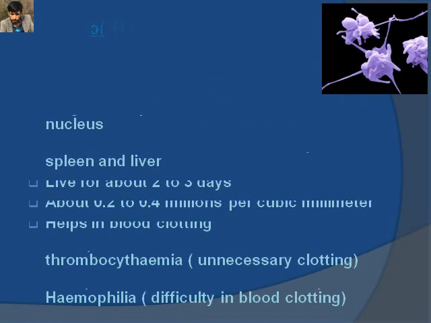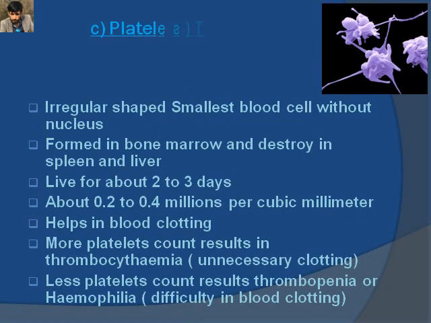The smallest blood cells are the platelets that have no nucleus. They are also found in bone marrow and liver and destroyed in spleen and liver. They live for the least, about 2 to 3 days. They are 2 lakhs to 3 lakhs in number and help to clot the blood. More platelets result in thrombocythemia and less number result in hemophilia.